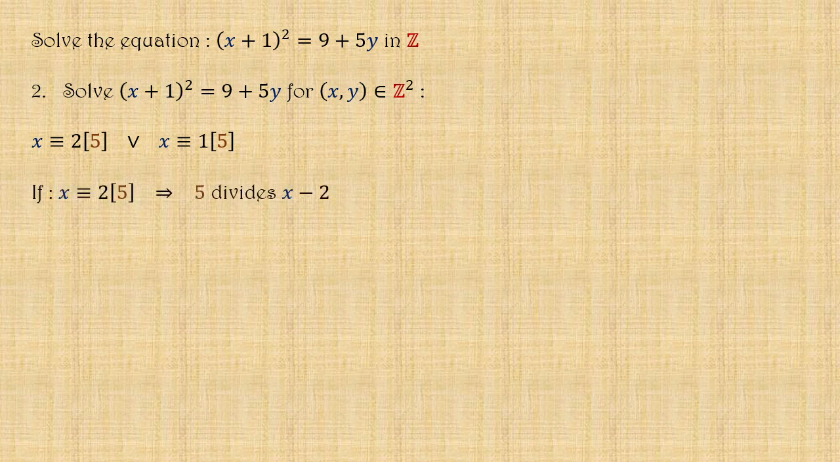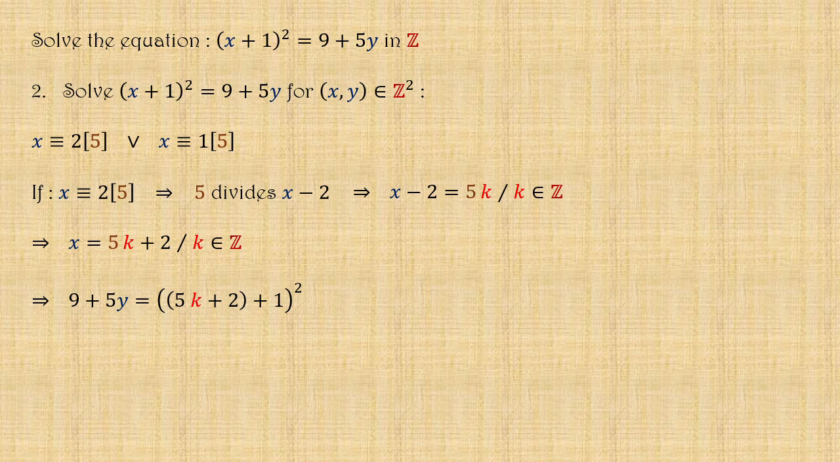So if x is congruent to 2 modulo 5, then x - 2 would be divisible by 5. Which means that x - 2 would be equal to 5k such that k is an integer number. Therefore x would be equal to 5k + 2 such as k is an integer number. And now by replacing this value of x in the equation (x + 1)² = 9 + 5y, we find that 9 + 5y equals (5k + 2 + 1)².